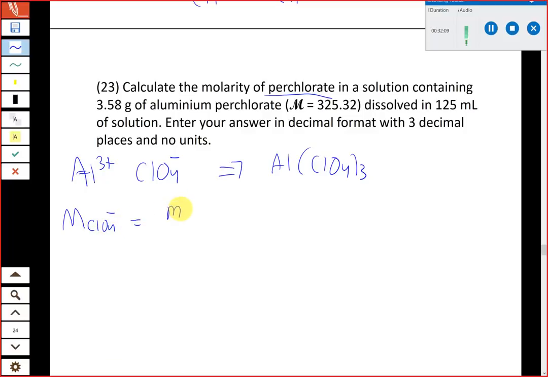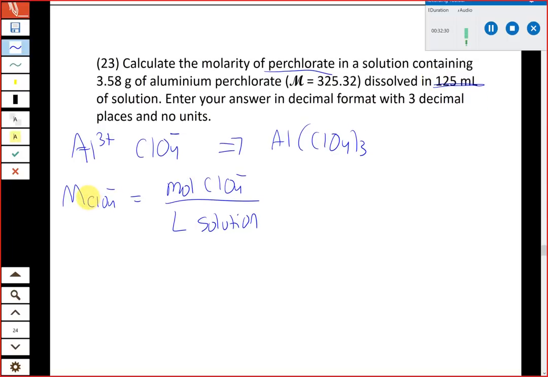Remember that the definition of molarity is moles of that specific substance, in this case the perchlorate anion, divided by the liters of solution. All right, so the denominator is more or less given to us because we're told that it's 125 milliliters of solution, which we can easily convert to liters, but we have to calculate moles of perchlorate using a very similar calculation to one we just did a couple of problems ago. So looking for moles of ClO4-, we're told that we're dissolving 3.58 grams of the ionic compound aluminum perchlorate.